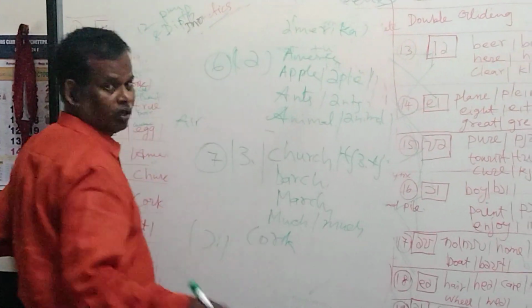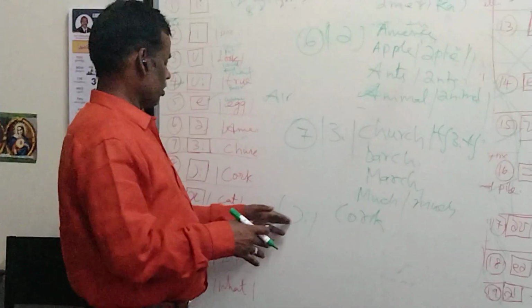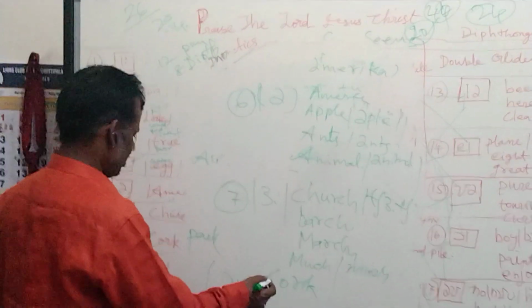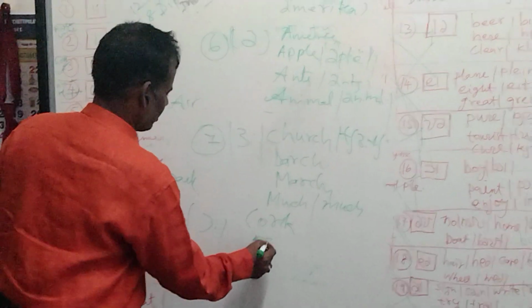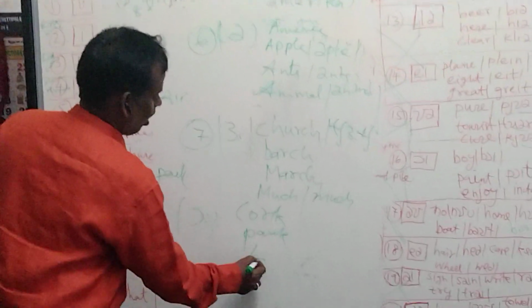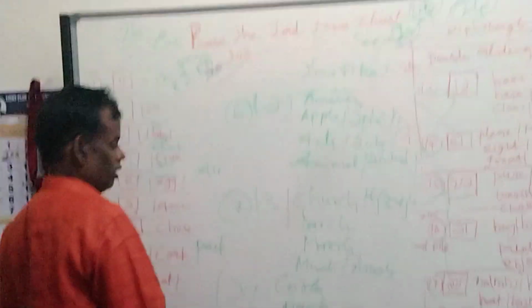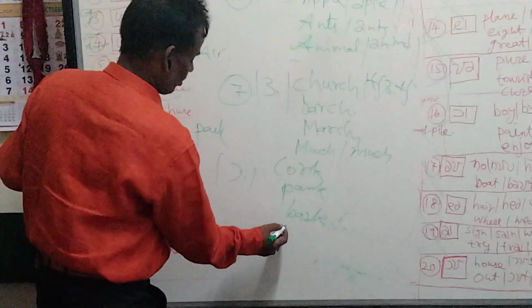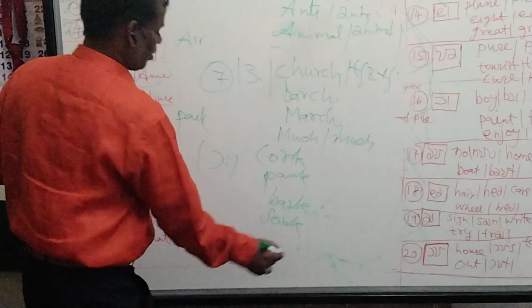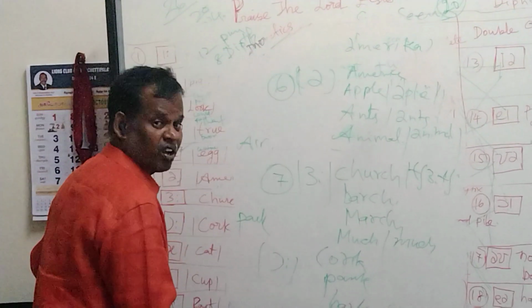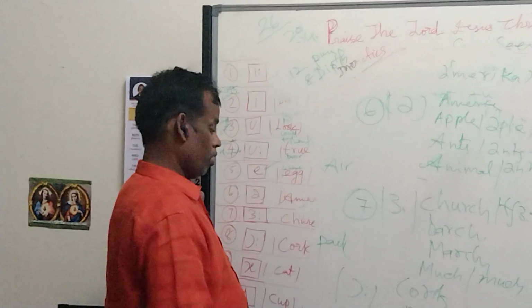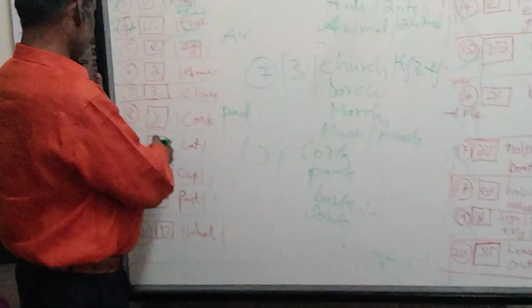Next, the eighth one is O, as in cork. Cork, okay. And next is park, bark, B-A-R-K, bark. And next is shark, S-H-A-R-K, and also cork and park. Like this, so many sounds.